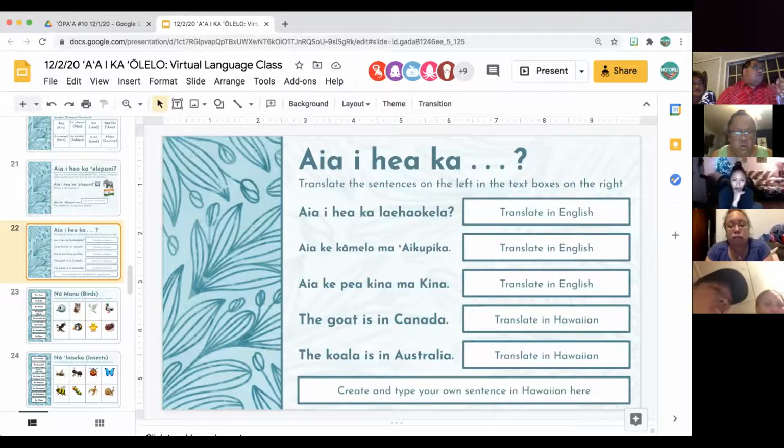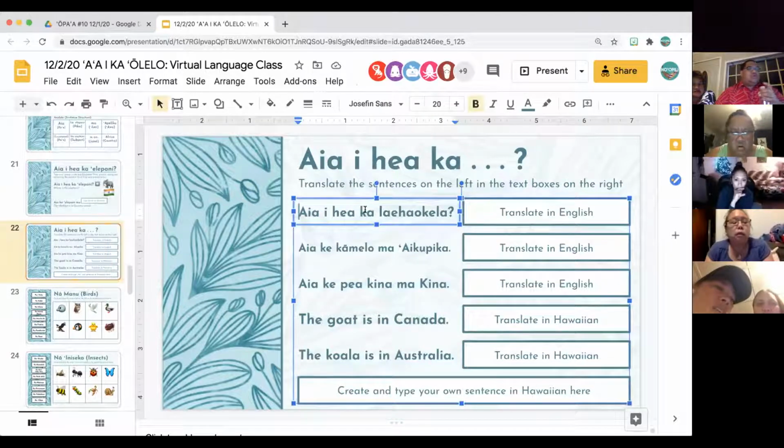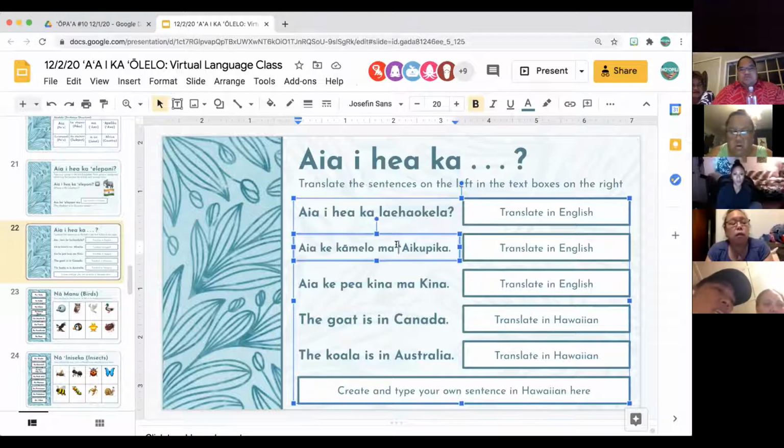Okay, let's start with Carly. Can you read us this first example in Hawaiian and your translation? Aia ihea ka lai hau kela. Yeah. Where is the rhino? Where is the rhino? Good.